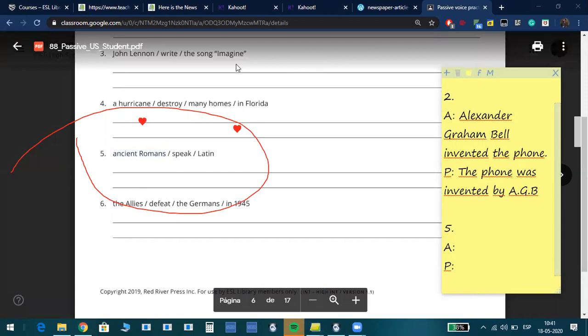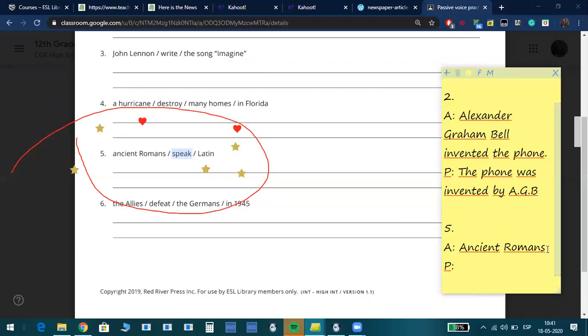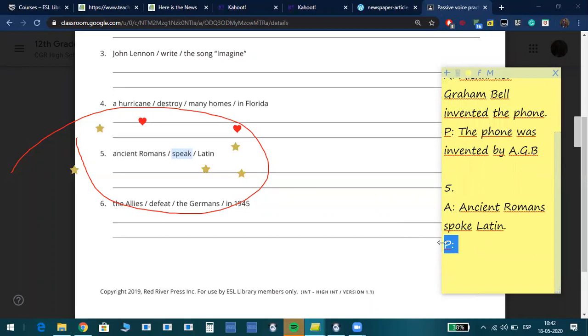Ancient Romans speak Latin. Yeah, okay, so ancient Romans, the past of speak, past simple. Spoken. Very close. Past simple. Spoke Latin, that's the past simple. Yeah. And Krista, the passive, how does it go in passive?